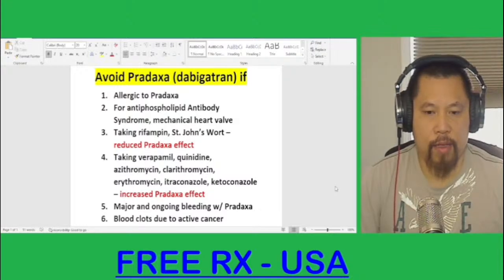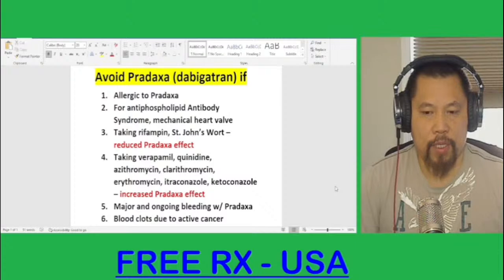You should avoid Pradaxa if you have major and ongoing bleeding with Pradaxa. You should not use Pradaxa for blood clots due to cancer. Typically, for people who have blood clots due to cancer, they should take warfarin instead. You should check with your doctor who manages your blood thinner medication or the anticoagulation clinic for further instruction.